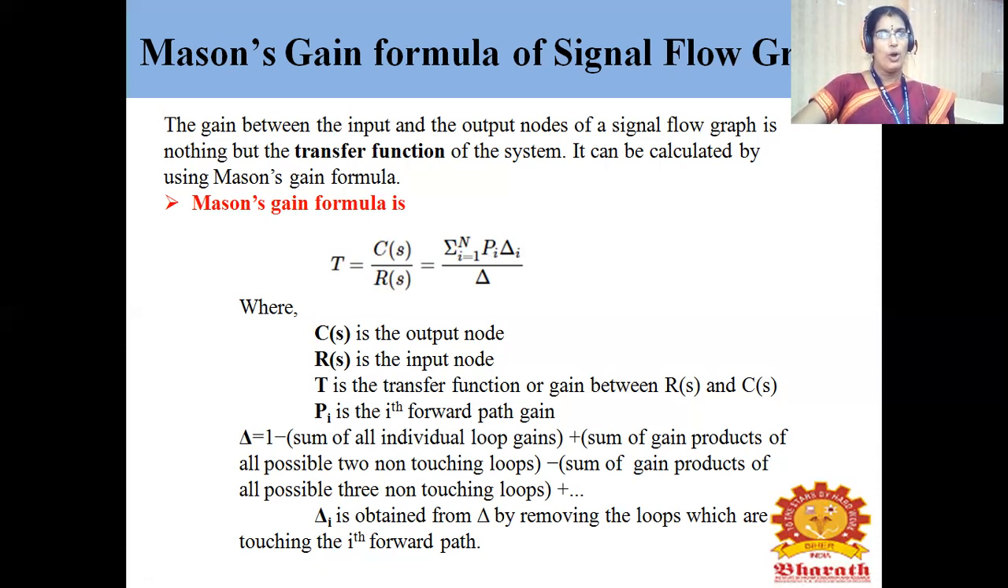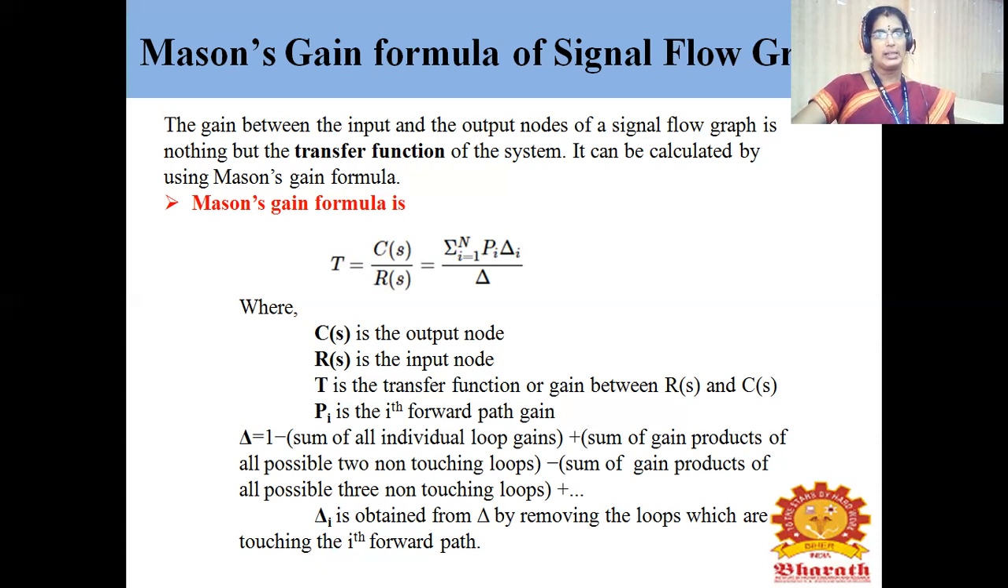Delta is equal to 1 minus the sum of all individual loop gains. What is an individual loop? However many individual loops we get for the given system, those will be added up. So the sum of all the individual loop gains. For example, if you have 3 individual loop gains, you will get IL1 plus IL2 plus IL3. So we are adding all the 3 individual loops.